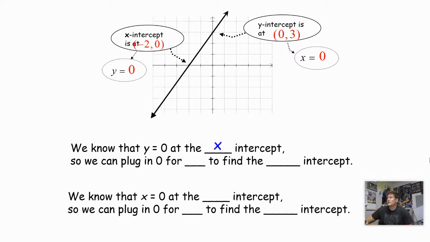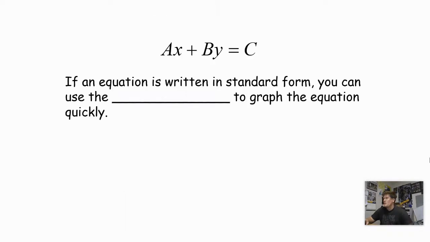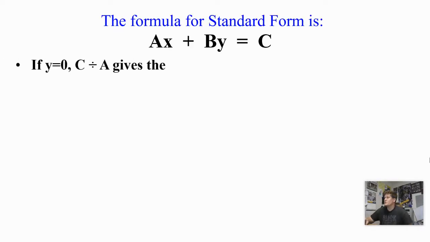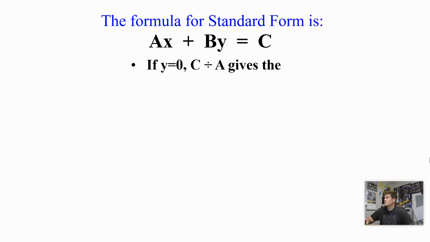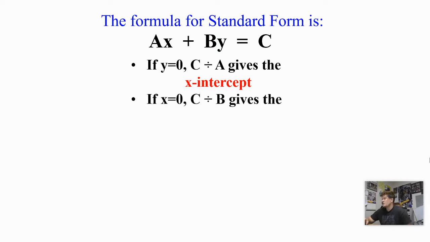We know that y equals 0 at the x-intercept, so we could plug 0 in for y and find that x-intercept. We know that x equals 0 at the y-intercept, so we could plug 0 in for x and find that y-intercept. Basically just what I said. ax plus by equals c. If it's written in standard form, you could use the x and y intercepts to graph the equation quickly. Here's our standard form. If y equals 0, c divided by a gives you the x-intercept. If x equals 0, c divided by b gives you the y-intercept.